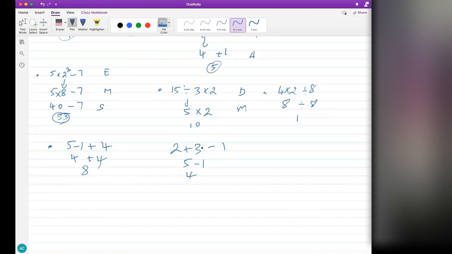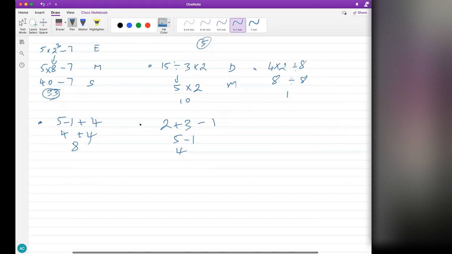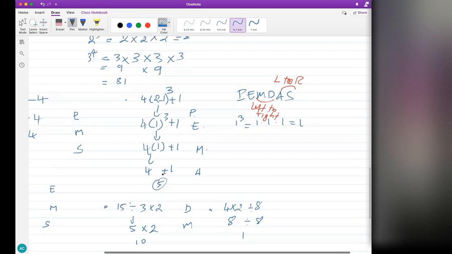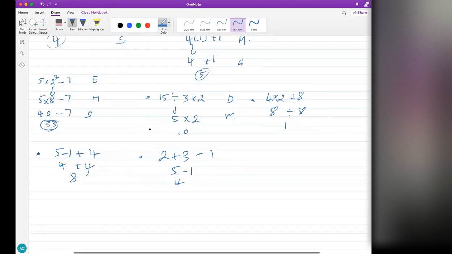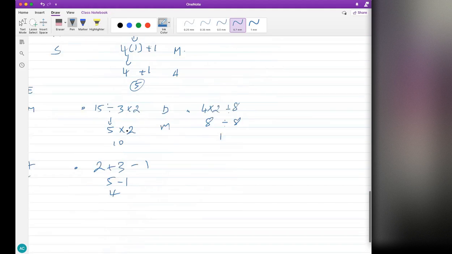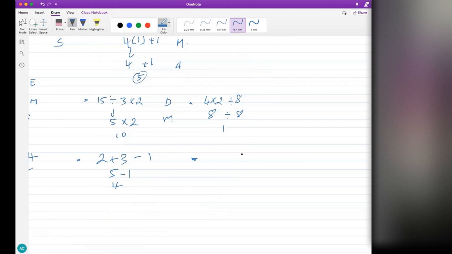Okay, so addition and subtraction, they kind of have the same category. But that's why we do them left to right. Multiplication and division also go together, so we evaluate them left to right. So pretty much the same thing every time. So let's do this, and plus.